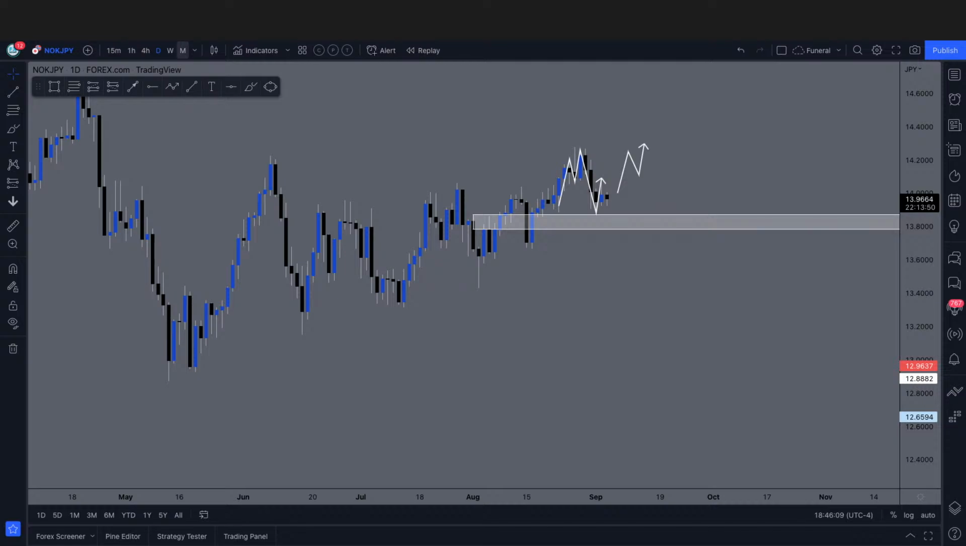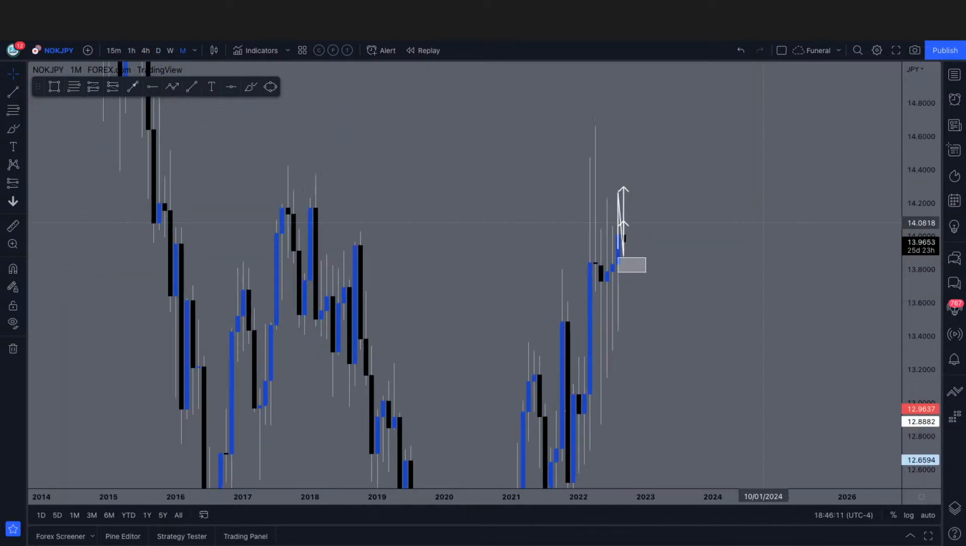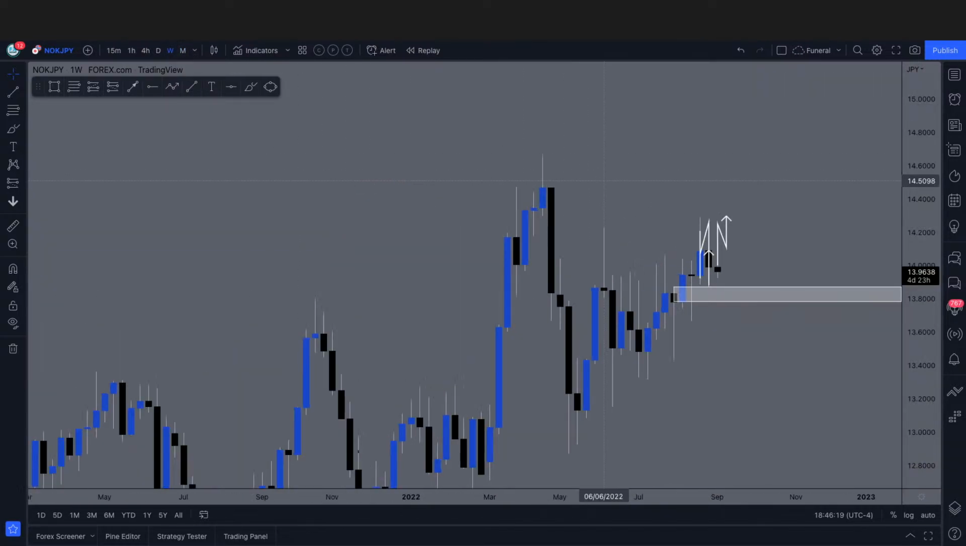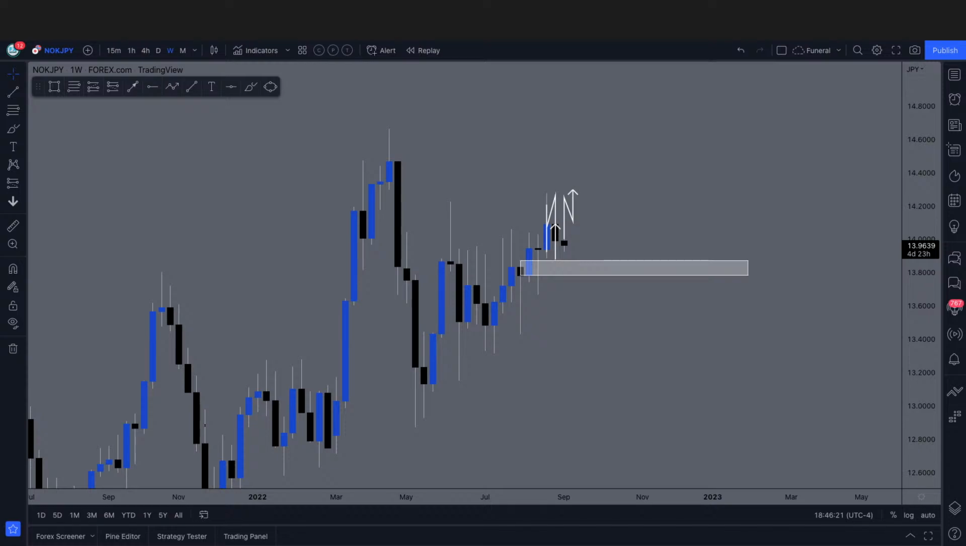On NOK JPY, on the monthly time frame, we have the market that has just made a move to the upside. So we have an impulse, the retracement, we have the start of the next impulse where we'd like to see a higher high created, completing the most common pattern in the market.